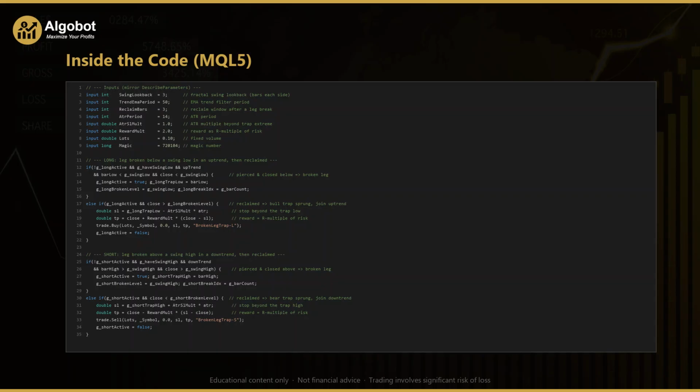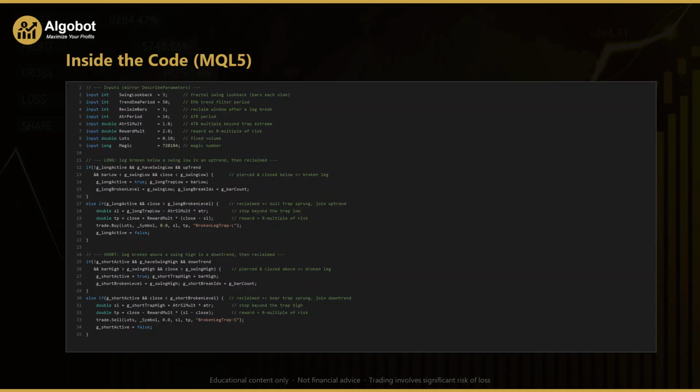Here's the heart of the expert advisor as it appears in MetaEditor. At the top are the inputs, the values you can adjust before running it. You can see the swing lookback of 3, the trend average period of 50, the reclaim window of 3 bars, the average true range period of 14, the stop multiplier of 1, and the reward multiple of 2, along with the fixed lot size and the magic number that tags its trades. Below that are the two signal blocks. Look at the long block first.